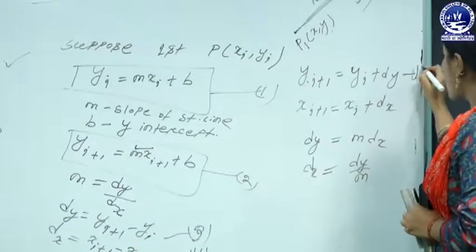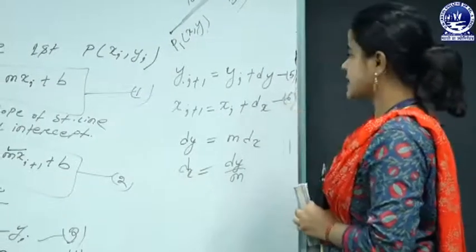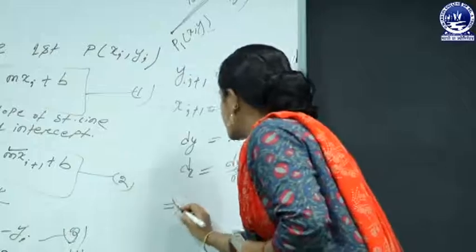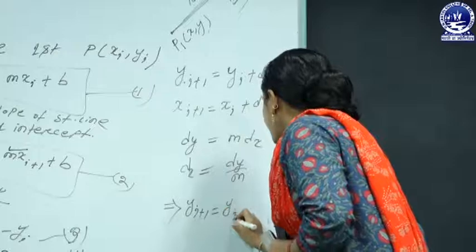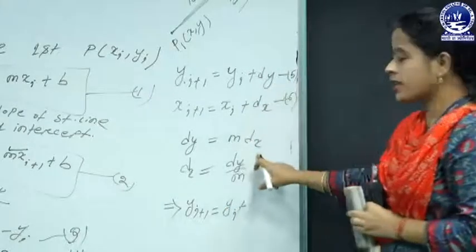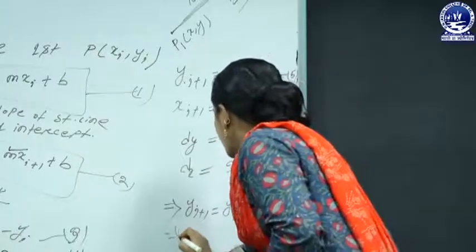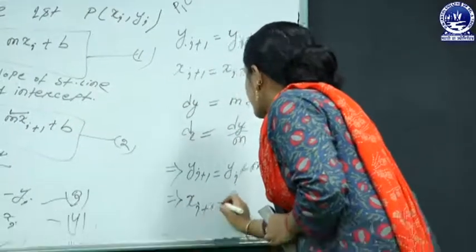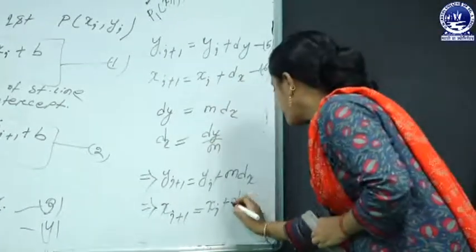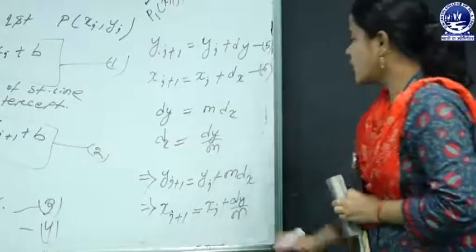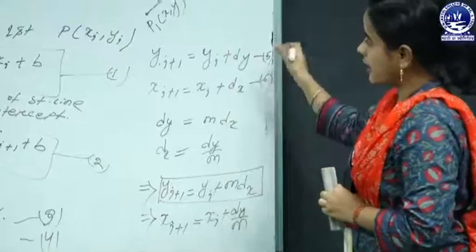Now, put this slope equation value in equation number 5 and equation number 6. So it becomes y of i plus 1 equal to yi plus d of y, that's your m dx, and the next equation, x of i plus 1 equal to x of i plus dx, that's your dy by m. That's the two equations when the slope lies in between the lines.